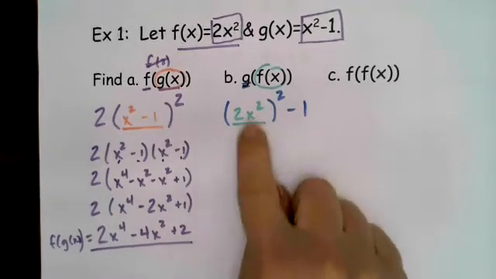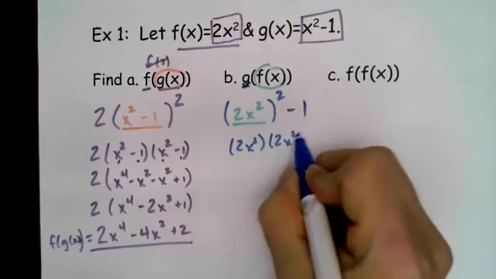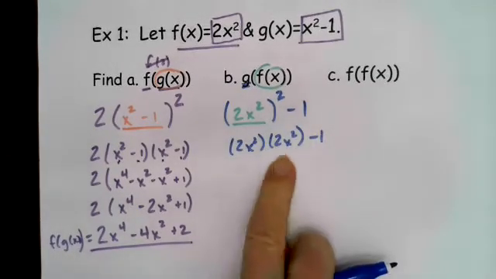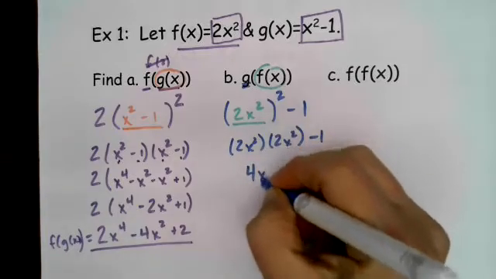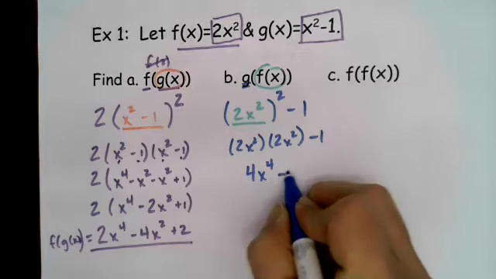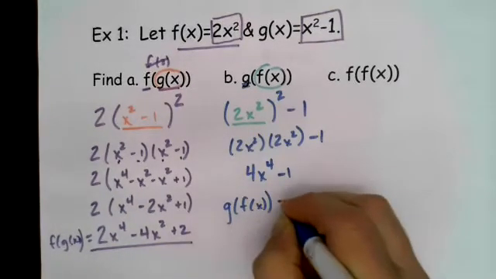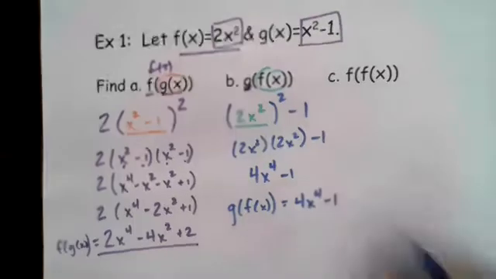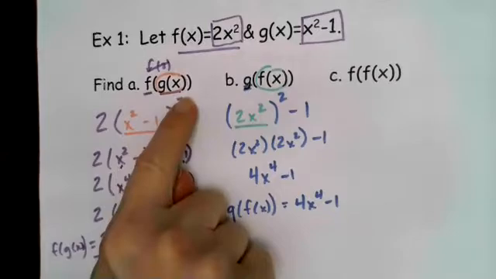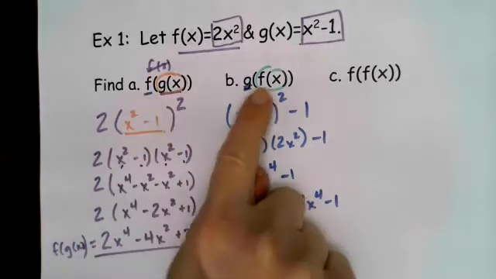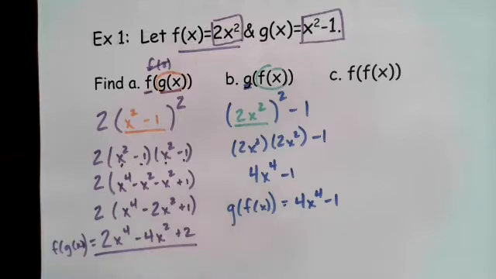So order of operations, I need to square this. I'm going to write this as 2x squared times 2x squared, and then I have a minus 1. So I have to multiply these together first. I don't really need to distribute, I just need to do the multiplying. I have 4x to the fourth, and then a minus 1. So this is my answer to g of f of x. Right? So with two functions, I plugged g into f, and I plugged f into g, and I got different answers. So the order that we plug them in does make a difference.